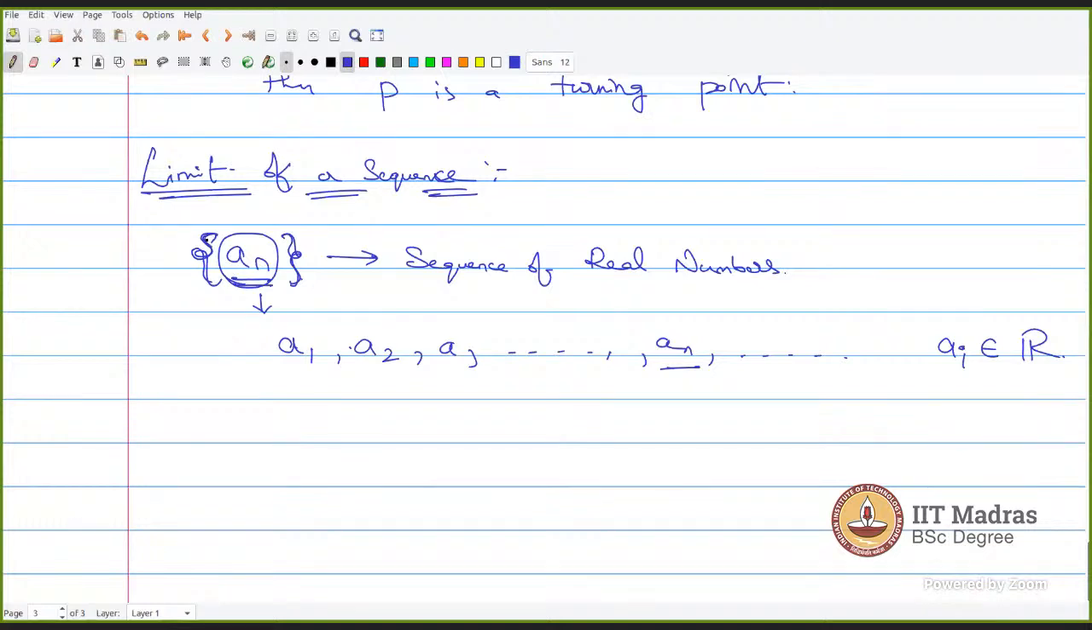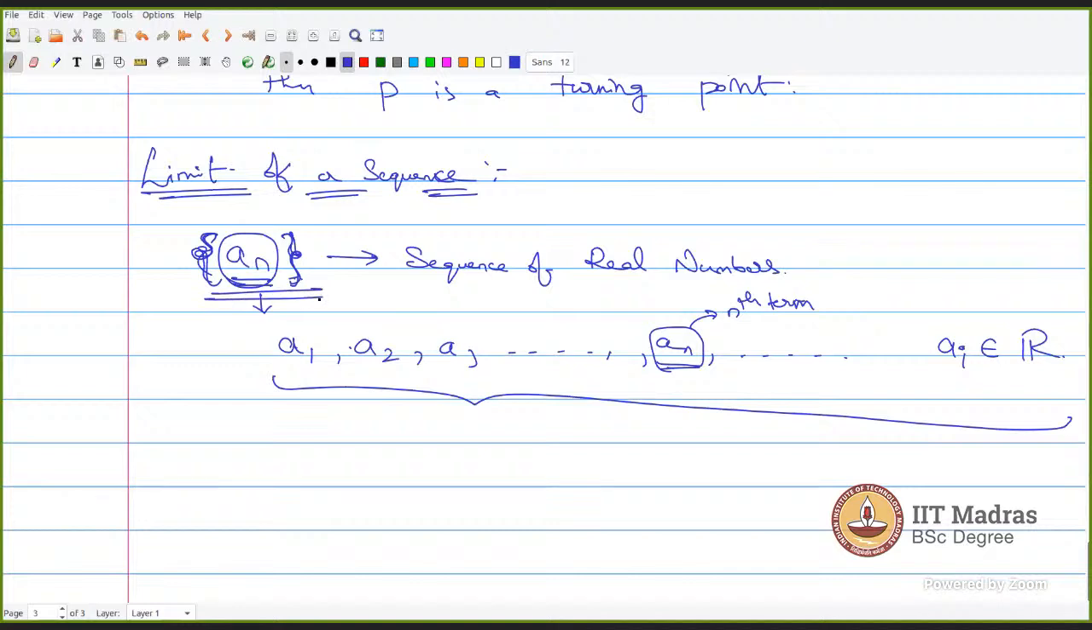When I say this, is it the last term? No, it's not the last term. It is the nth term. So this is the nth term. Okay. So instead of writing all this, we simply write this. When I write it like this, 1 by n, this tells me that this is a sequence of real numbers where my nth term is 1 by n.